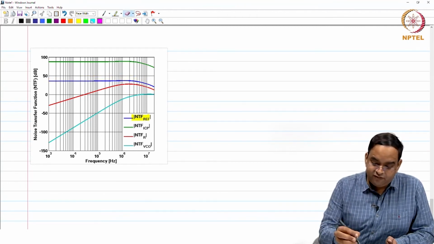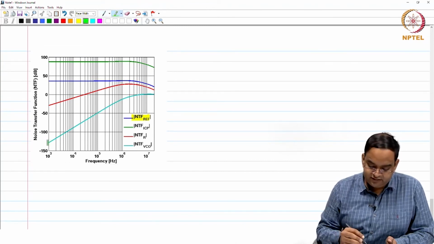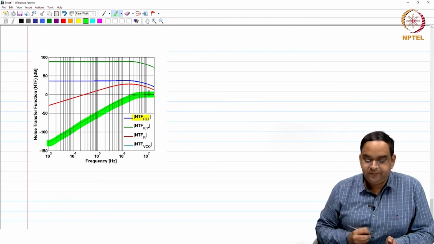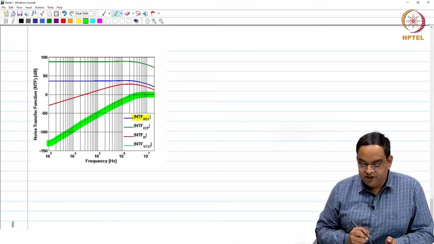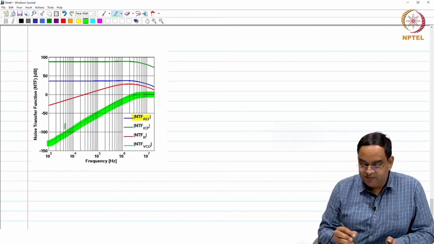Similarly, you look at NTF of VCO. So, NTF of VCO is this. For this NTF of VCO, what you see here is this is a high pass transfer function, it increases and then it becomes flat.